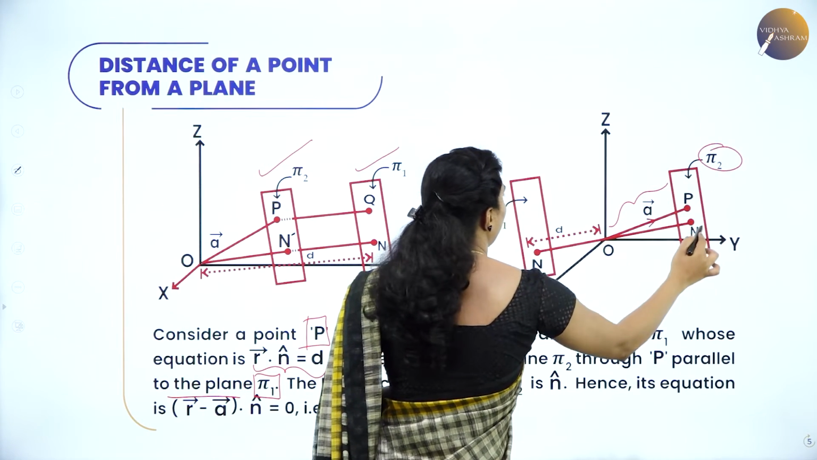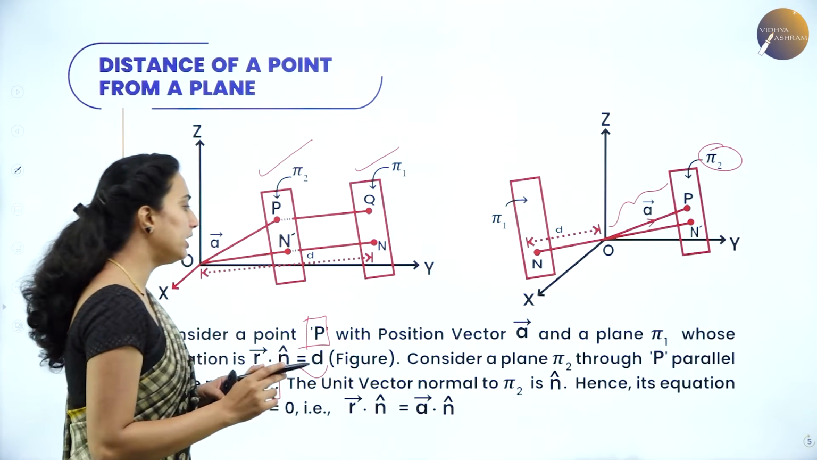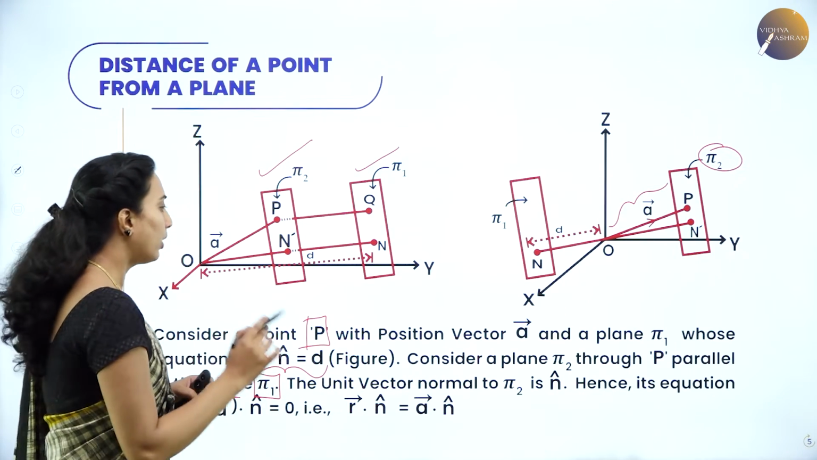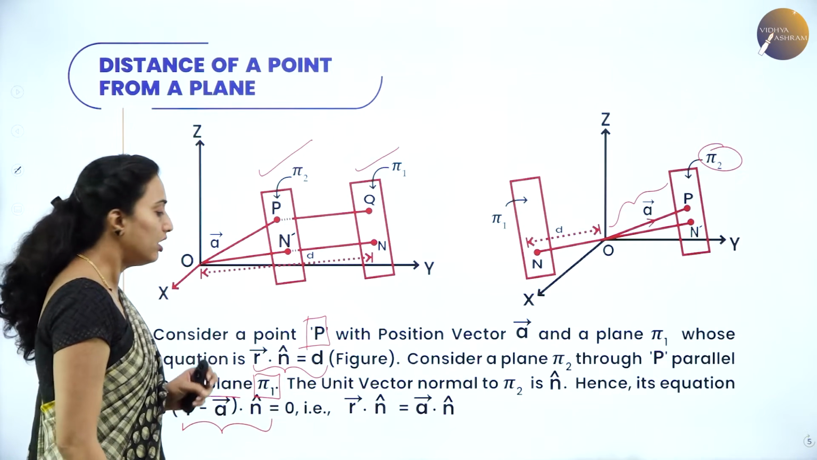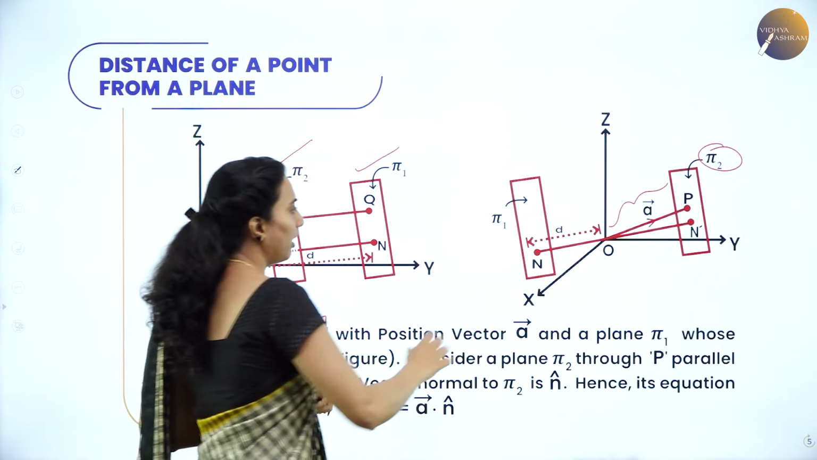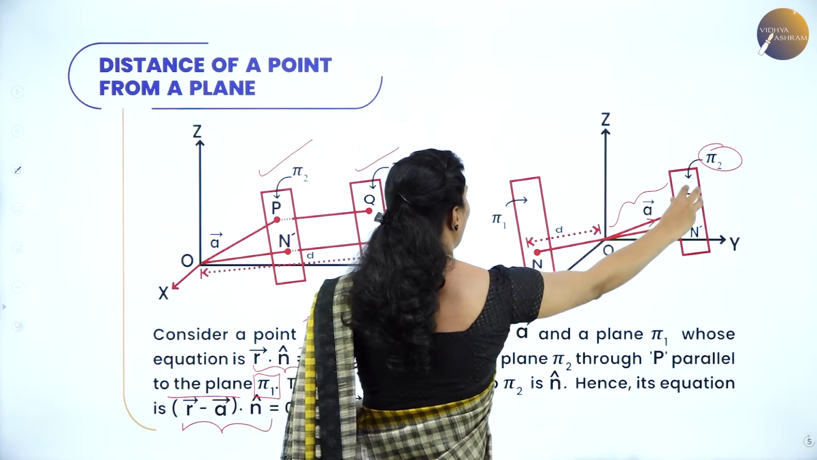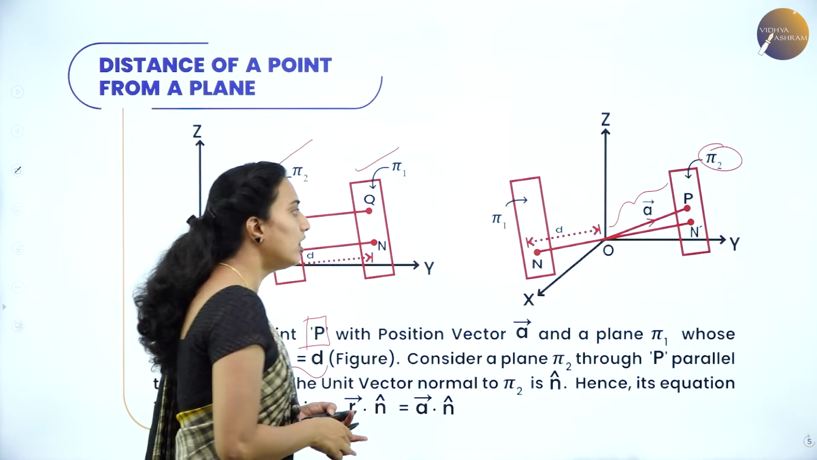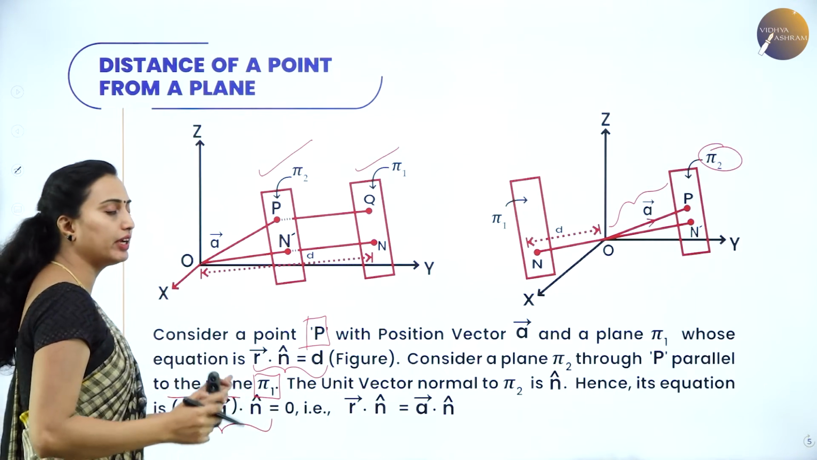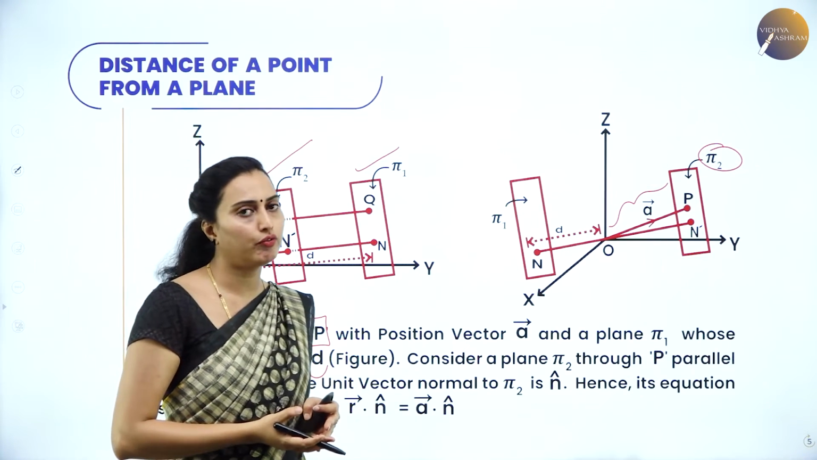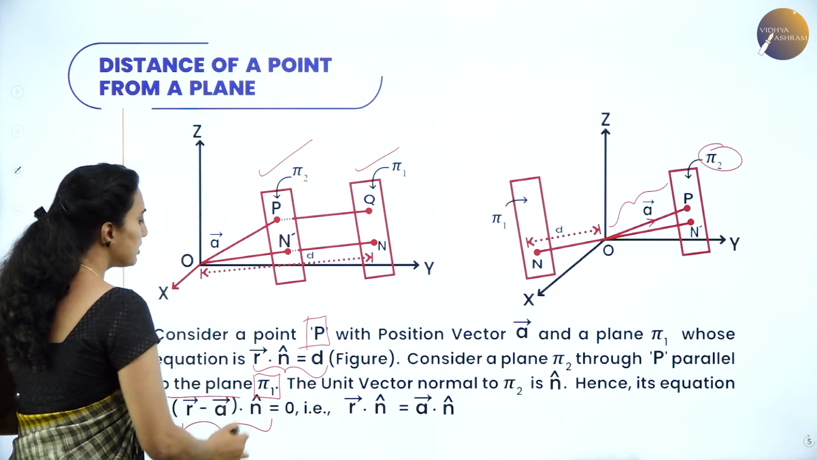So let it be n cap. Hence its equation will become r vector minus a vector dot n cap. Here OP is a vector and OQ is r vector, so r vector minus a vector, with the dot product with the unit vector, will be equal to 0.